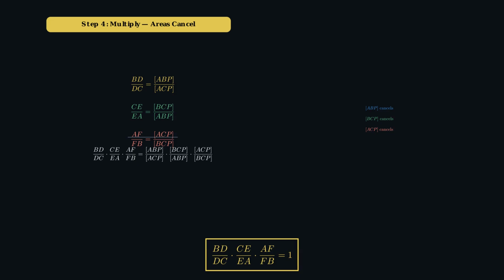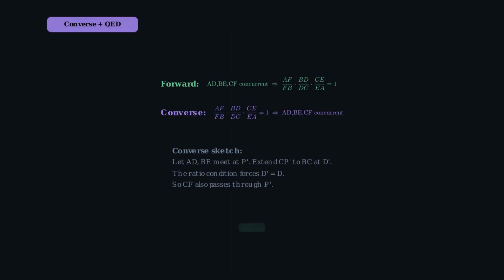Ceva's theorem is proved. The converse is proved by contradiction. Assume the product of ratios equals 1. But suppose the Cevians do not meet at a single point. Let AD and BE meet at point P'. Draw CP' extended to meet AB at point F'. Then F' satisfies the same ratio condition as F. But that forces F and F' to be the same point. Meaning CF also passes through P'. This contradicts our assumption. Therefore the product equals 1 if and only if the Cevians are concurrent.